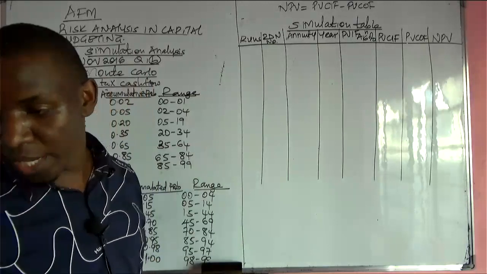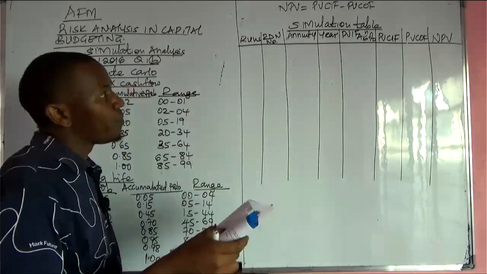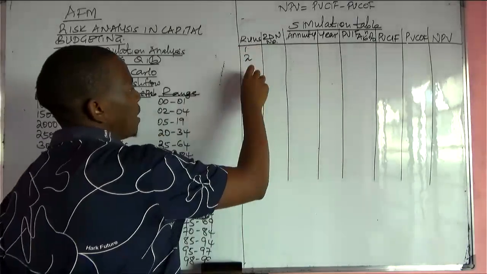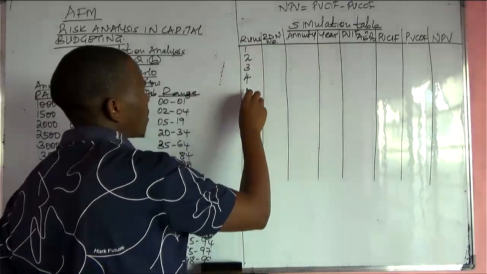So we can begin. So now we have the number of runs. They should be 10, 3, 4, 5.